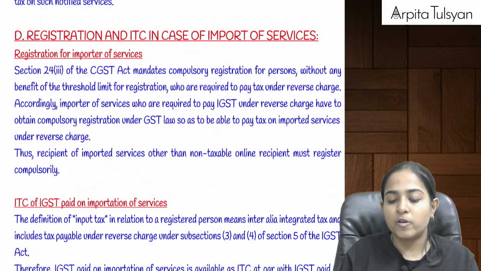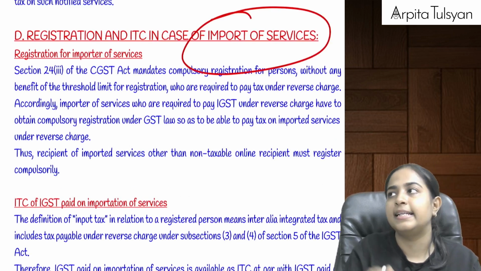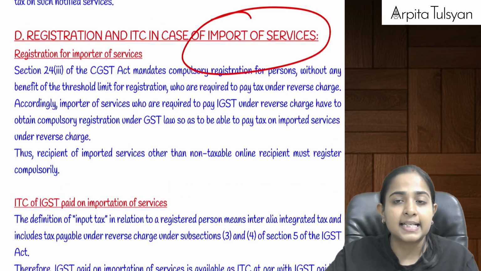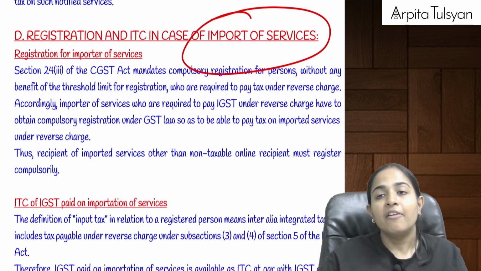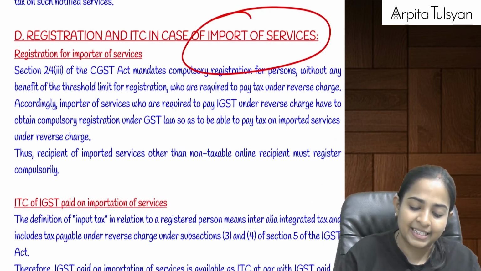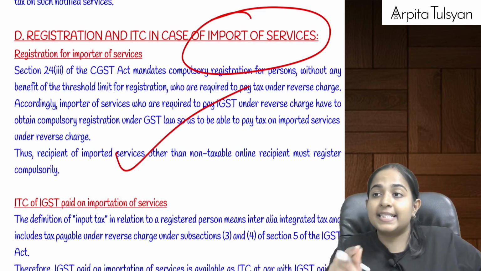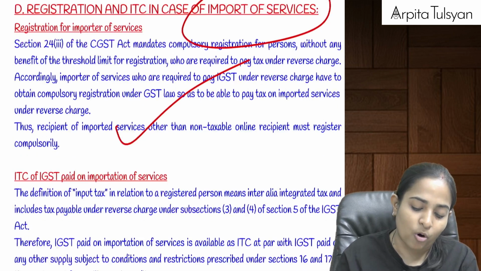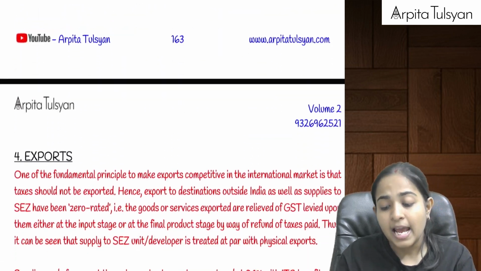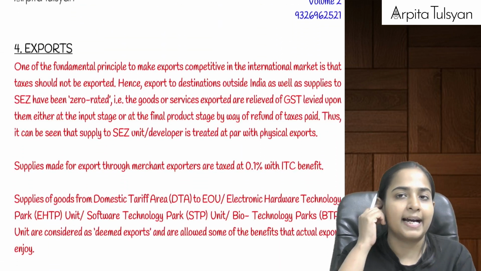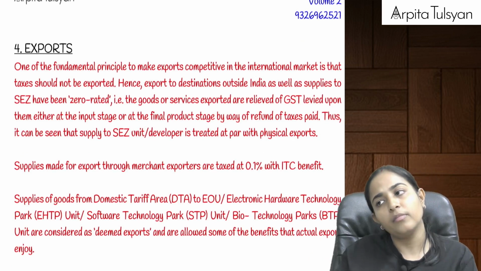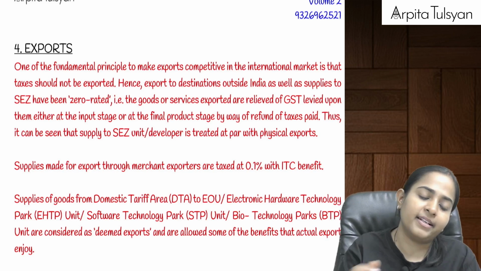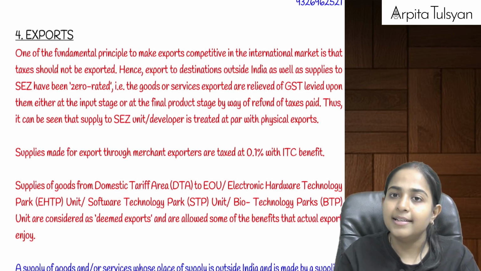Yes, and because here in import of services, we had seen in the registration chapter that for any persons who are required to pay tax under reverse charge mechanism, those persons without any threshold limit have to get themselves compulsorily registered, except for NTOR. NTOR is not liable to get himself registered, but otherwise in all the other cases, registration has to be done. And in case of importation of services, like I told you, the tax has to be paid on reverse charge mechanism, and after paying the tax, you can take the input tax credit of the same, right?